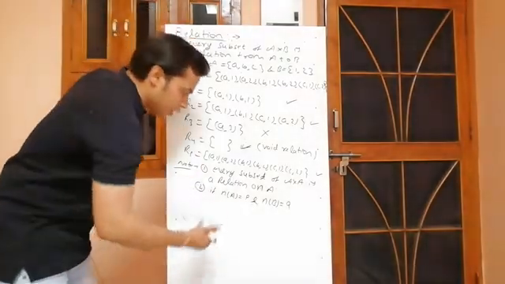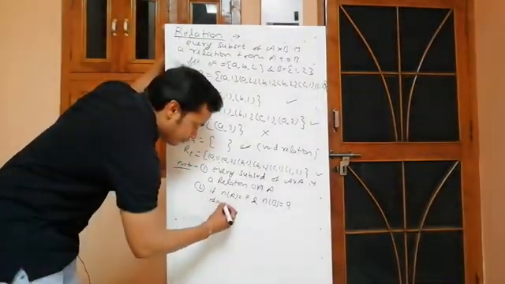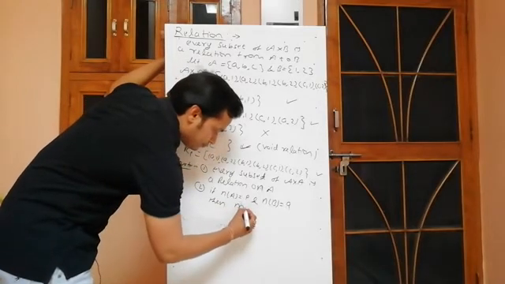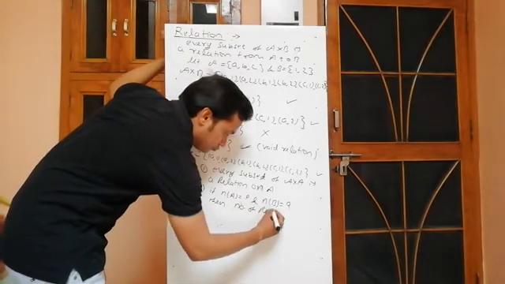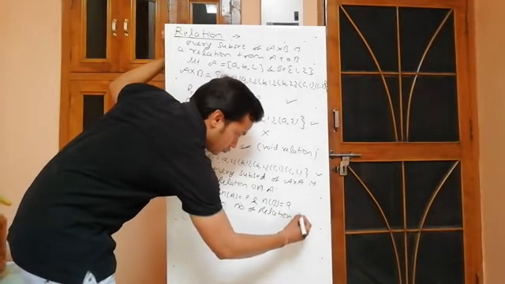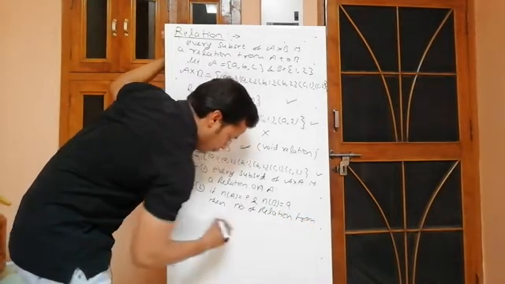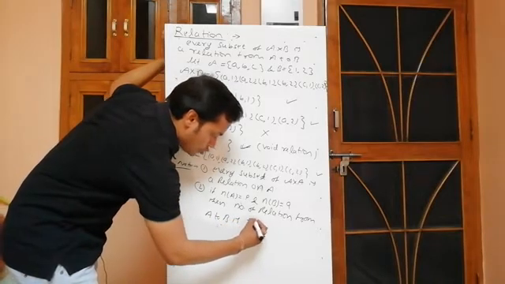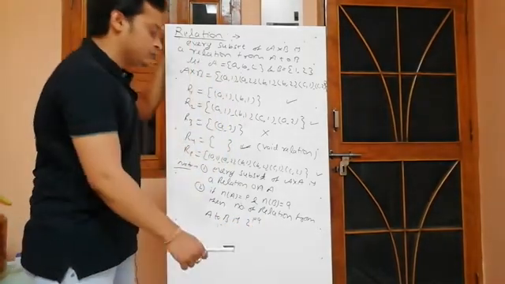Then the number of relations from A to B is 2 power pq.